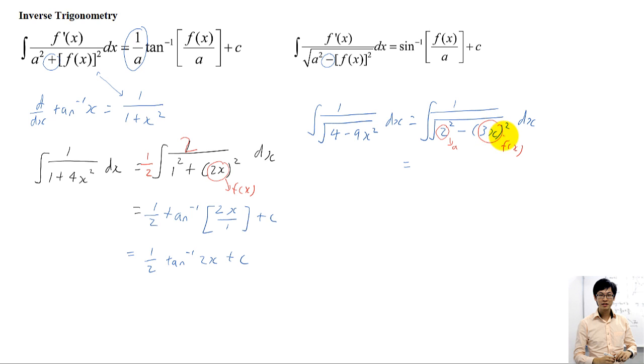Differentiate 3x, I'll get 3. I need to make sure on top is a 3, so outside I need to times 1 over 3. So for my final answer, I can use the formula now. It will be 1/3, because there's a 1/3 in front. Then sine inverse bracket fx over a, so it's 3x over 2 plus c. And this is my final answer.